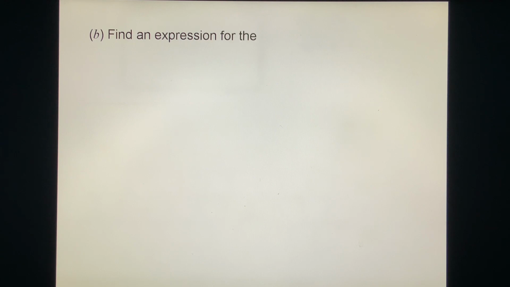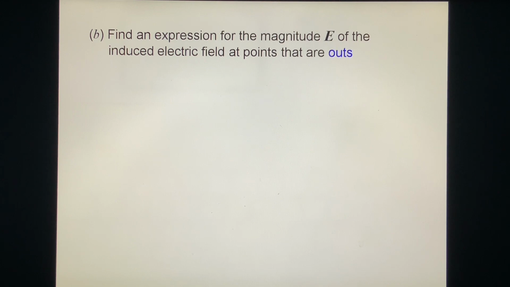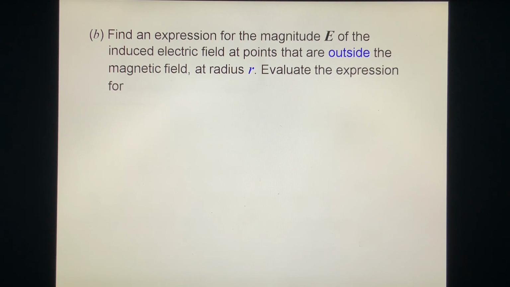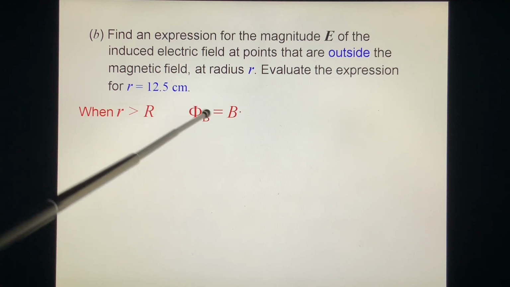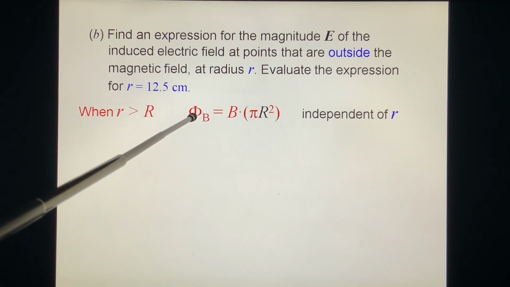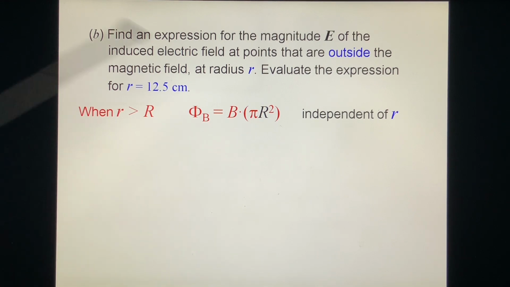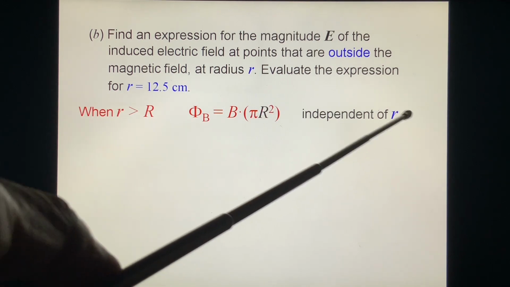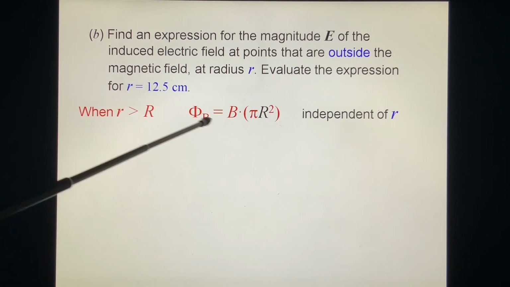Question B. Find an expression for the magnitude E of the induced electric field at points that are outside the magnetic field at radius r. Evaluate the expression for r equal to 12.5 centimeters. Now, when r is larger than R, d phi will be different. Phi is constant because outside, you don't have the magnetic field. So the flux is B times the area of the field region, constant. That's the difference.